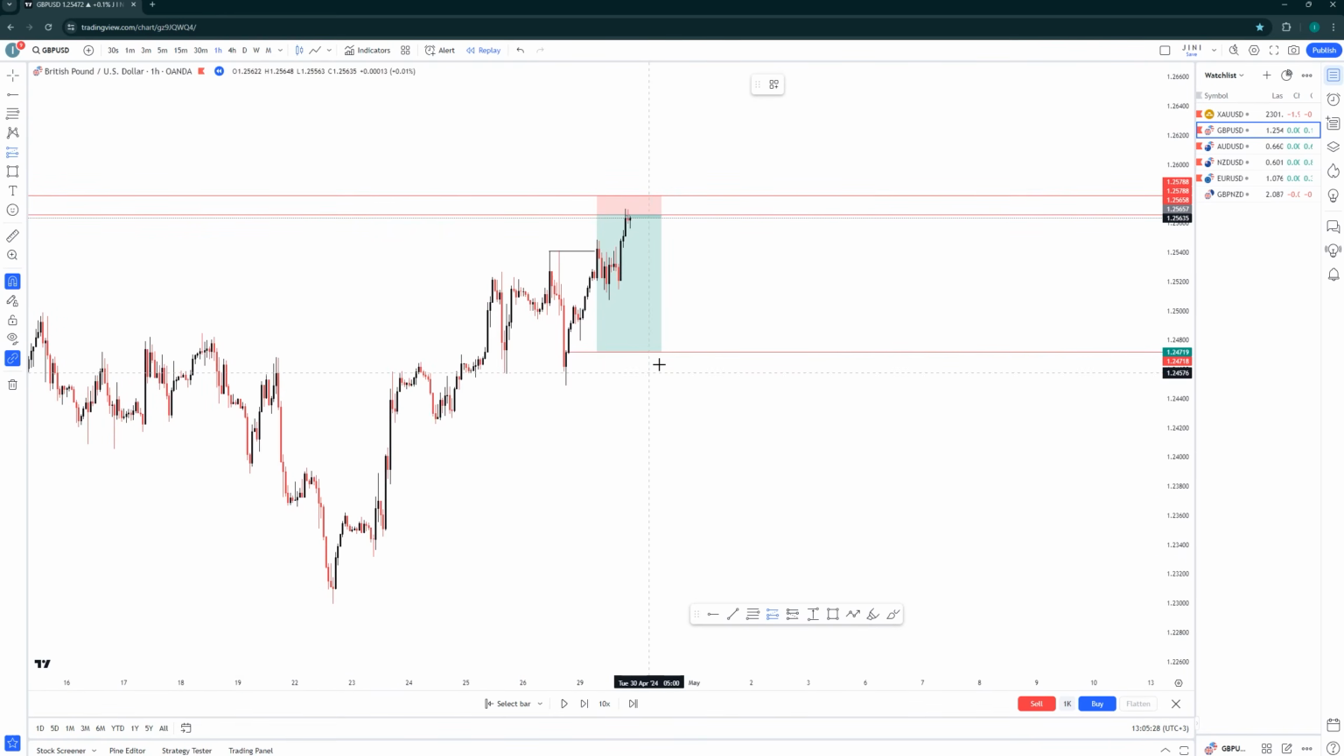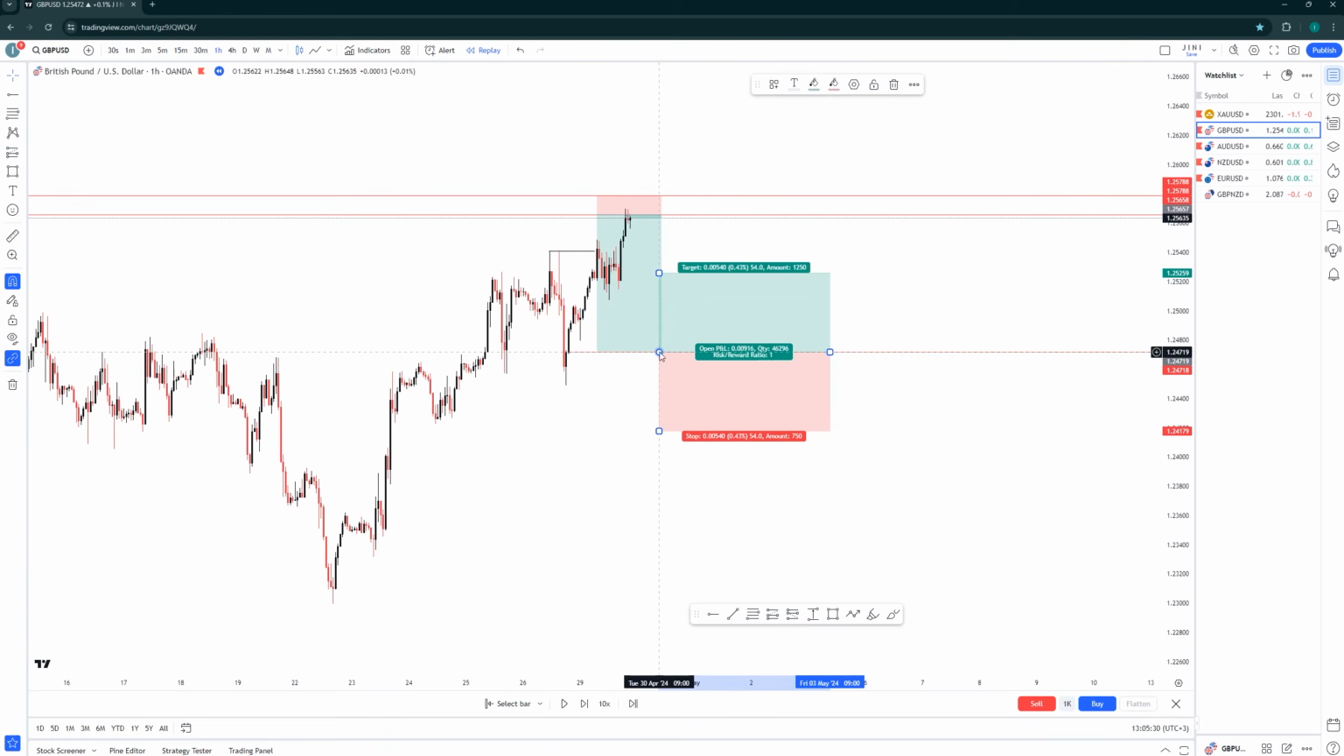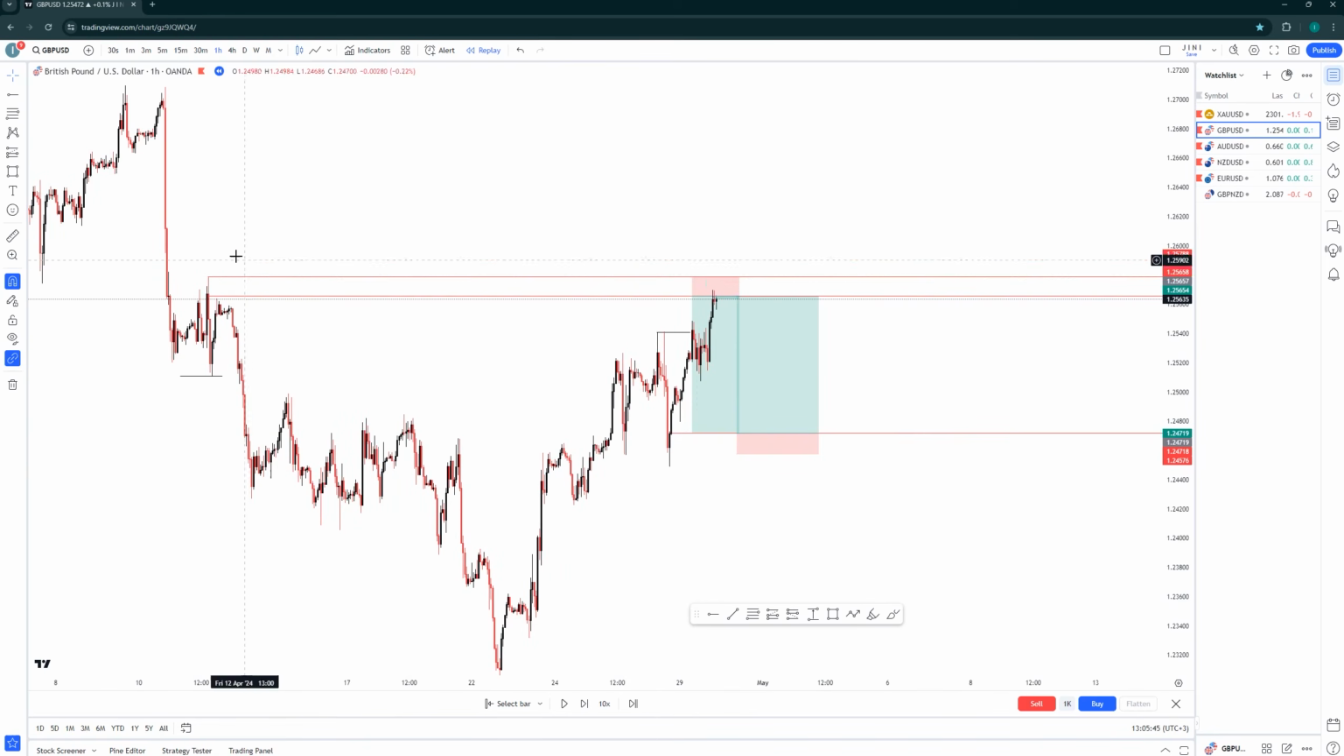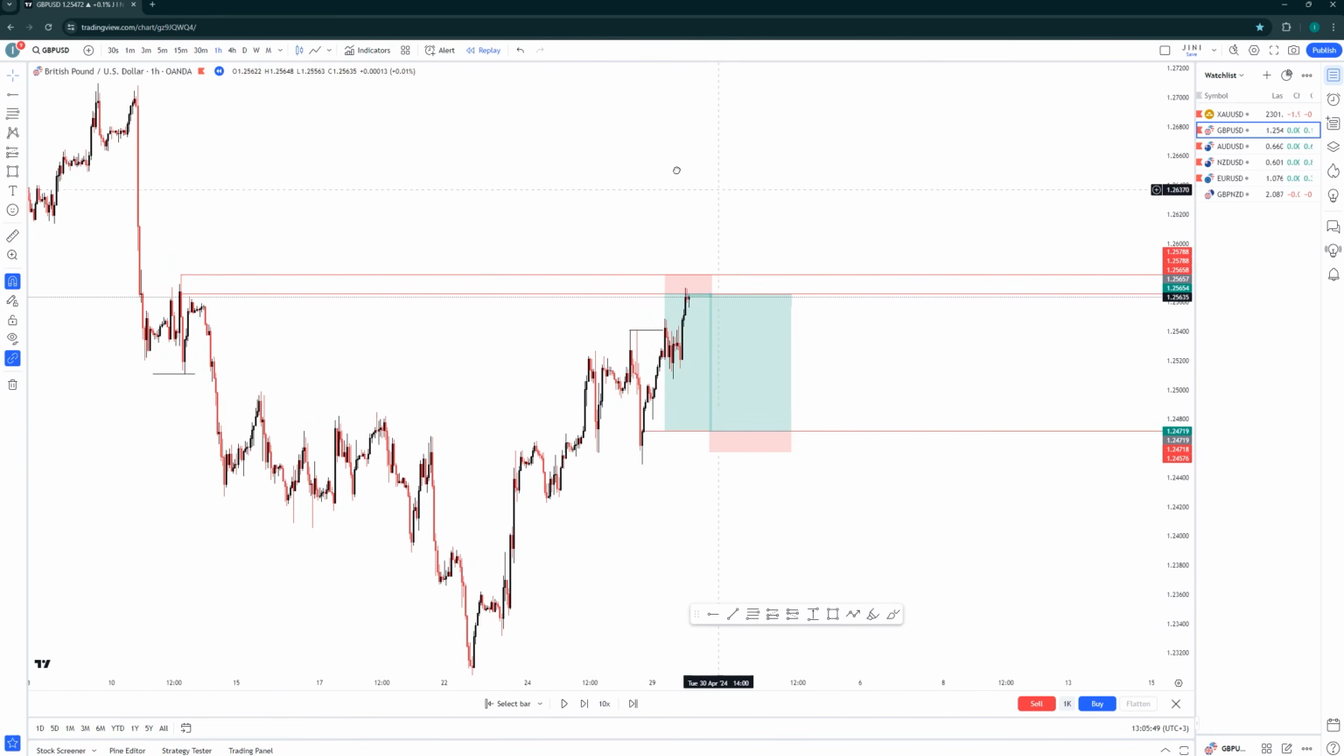So we are expecting the market to come to this point in order for it to buy, and the stop loss will be only 15 pips. Only 15 pips. Let's add 15 pips. I take a profit at this point here, our first take profit. And if the market breaks this area here, our second take profit will be higher.